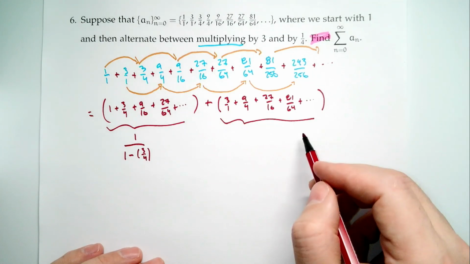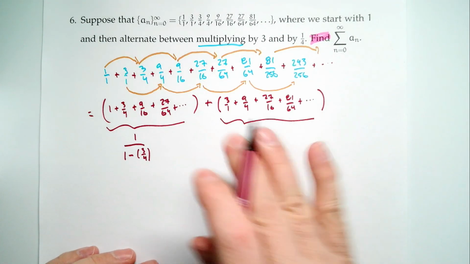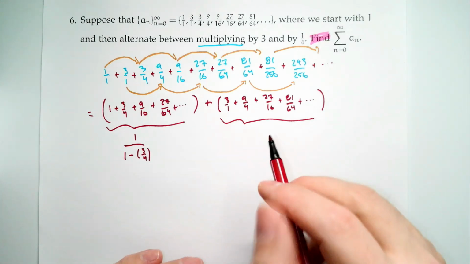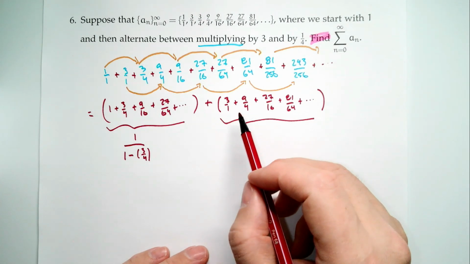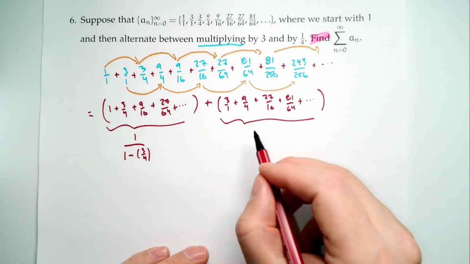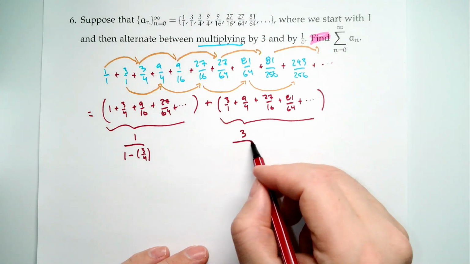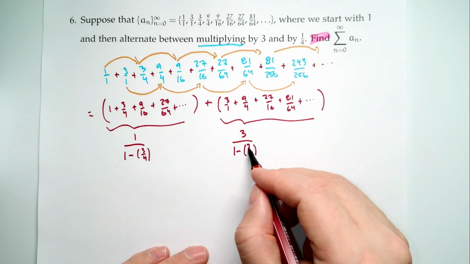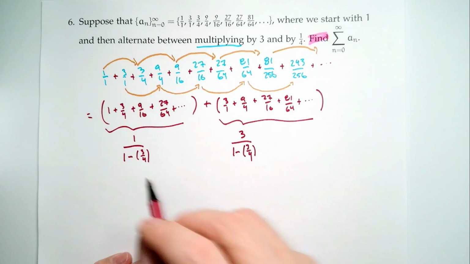Now here, does this converge? Well, yes, because we're multiplying by 3/4. That's something smaller than 1. What's the first term? Well, the first term is 3. So this will be 3 over 1 minus, and again, we're multiplying by 3/4 at every stage.